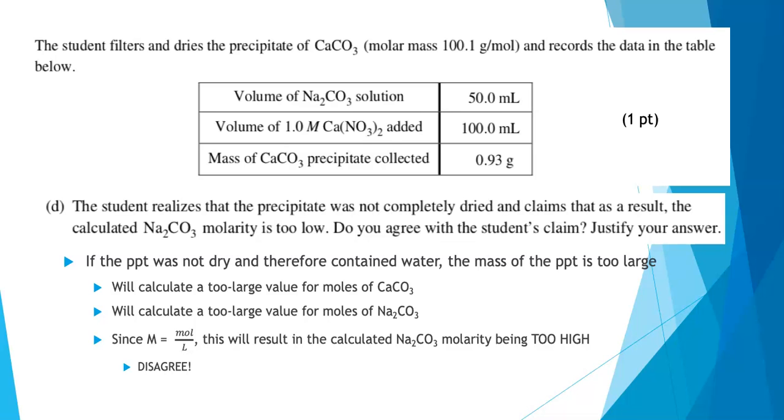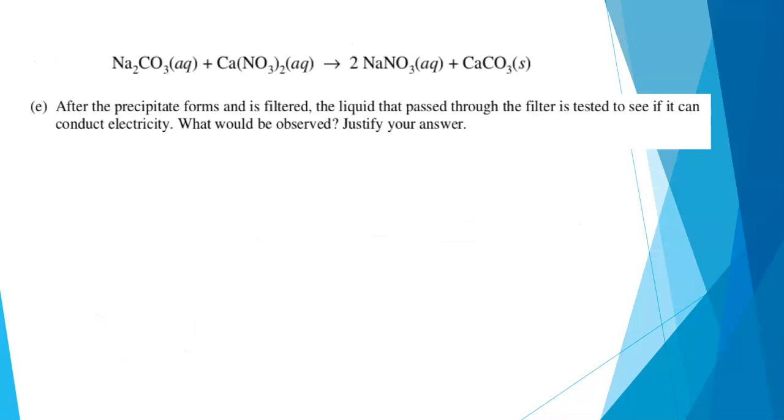Okay. Let's go on to part E. After the precipitate forms and is filtered, the liquid that passed through the filter is tested to see if it conducts electricity. What would you observe? Justify your answer. Okay, so this solution would conduct electricity. How do we know that?